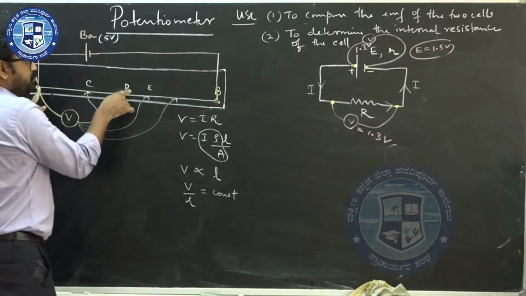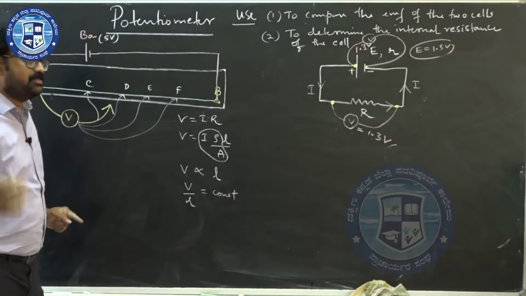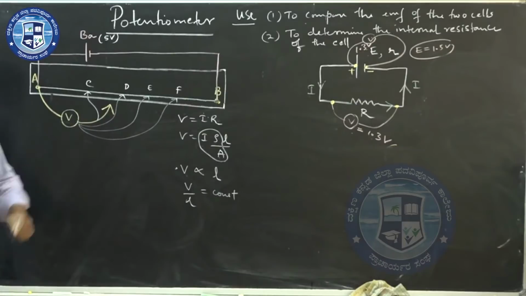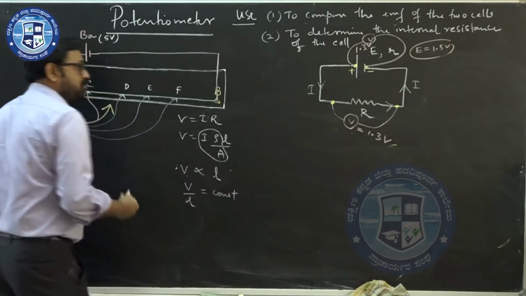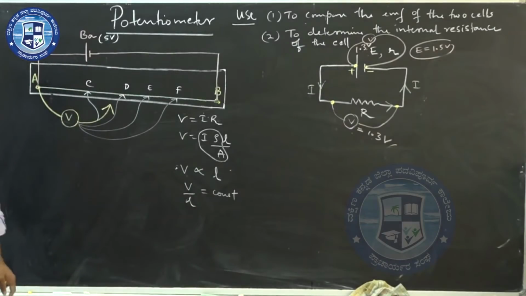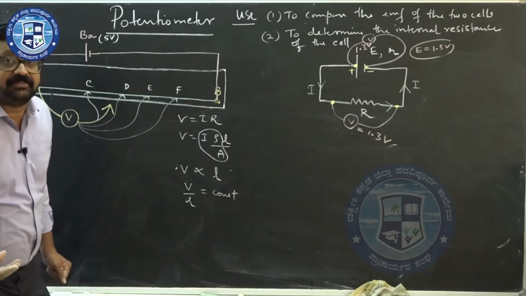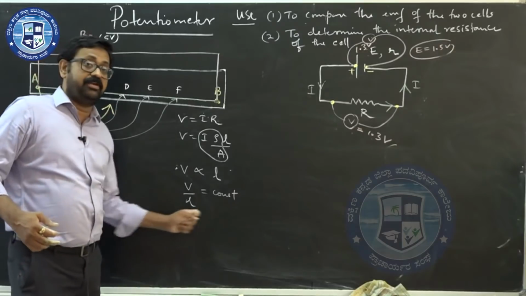A to C, A to D, A to E, A to F, A to B, the length goes on increasing. When the length goes on increasing, even the potential difference goes on increasing. When you write V is directly proportional to L, obviously V by L will be a constant. Think, what is V by L? V by L is called potential gradient. V by L is nothing but a potential gradient. Potential gradient is a constant.